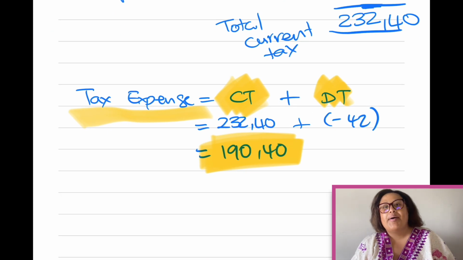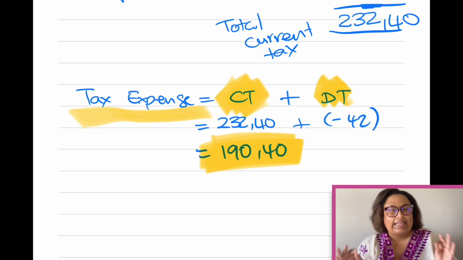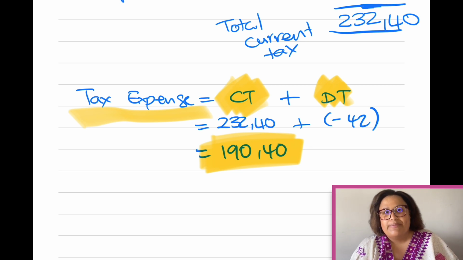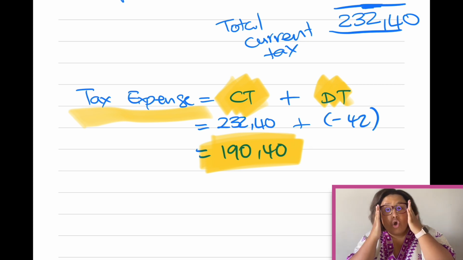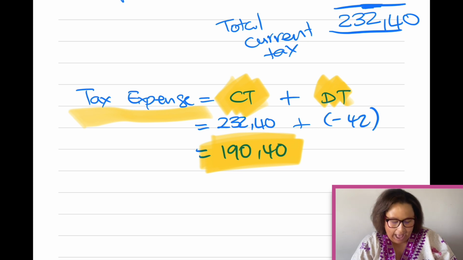So if we combine our current tax and our deferred tax, we get our total tax expense. And this tax expense is exactly in line with what our expectation is. So that is what is so beautiful about deferred tax. I hope that this example made sense to you.